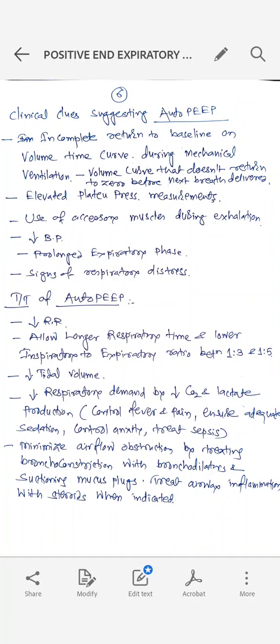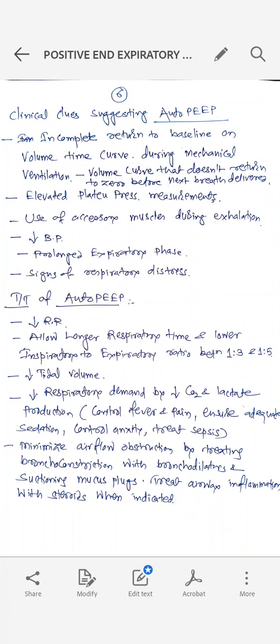Number one, decrease the respiratory rate. Second, allow longer expiratory time and a lower inspiratory to expiratory ratio, between 1 to 3 and 1 to 5. Next, decrease the tidal volume. Next, decrease the respiratory demands by decreasing carbon dioxide and lactate production. That means you should control the fever, control the pain, ensure adequate sedation, control anxiety, and treat sepsis.